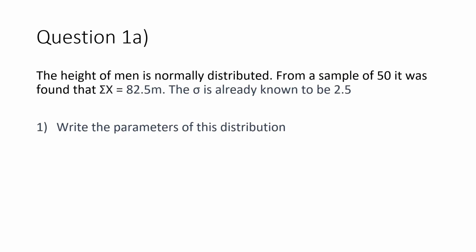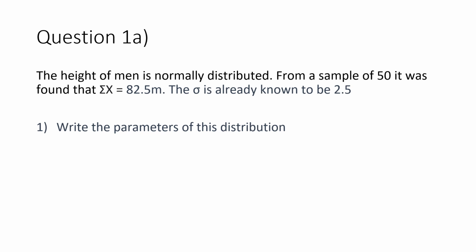Now let's try this question. The height of men is normally distributed. From a sample of 50, it was found that 82.5 meters was the total height of every man, and sigma is already known to be 2.5. Write the parameters of the distribution.